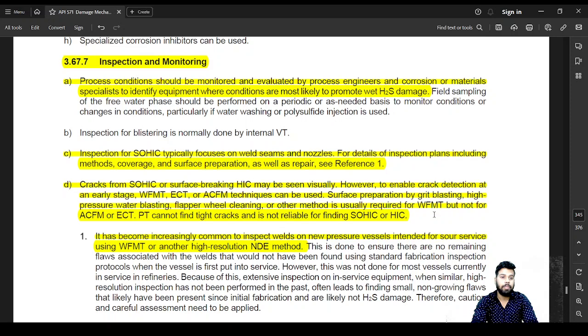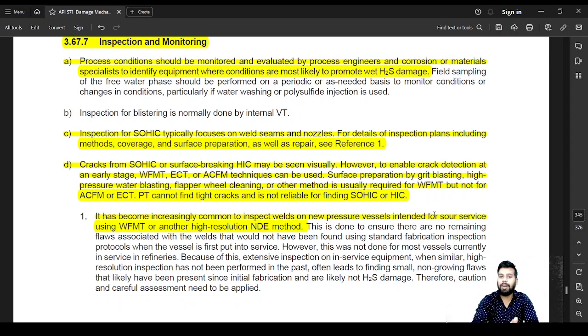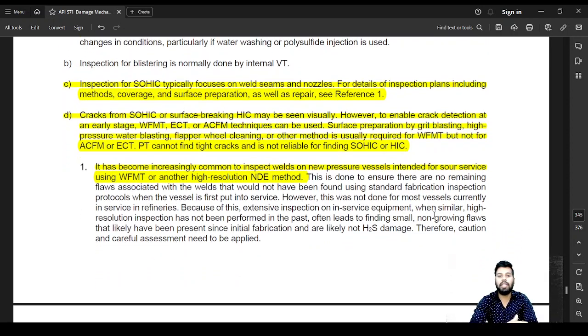Inspection and monitoring: the process conditions should be monitored and evaluated by process engineers and corrosion or material specialists to identify the equipment where the conditions are most likely to promote wet H2S damage. Blisters are normally identified by VT. Inspection of stress-oriented hydrogen-induced cracking focuses on weld seams and nozzles.